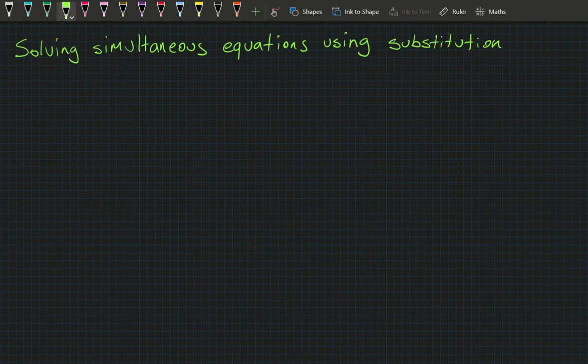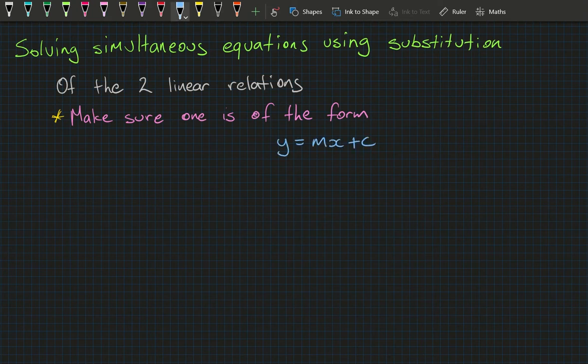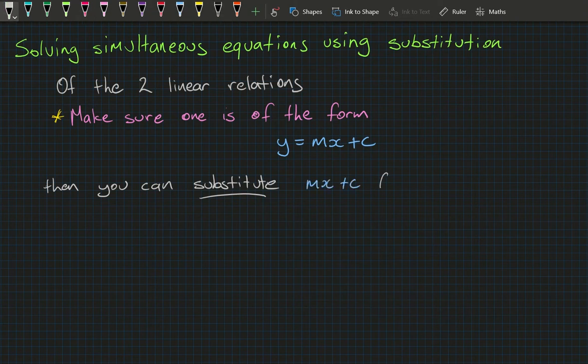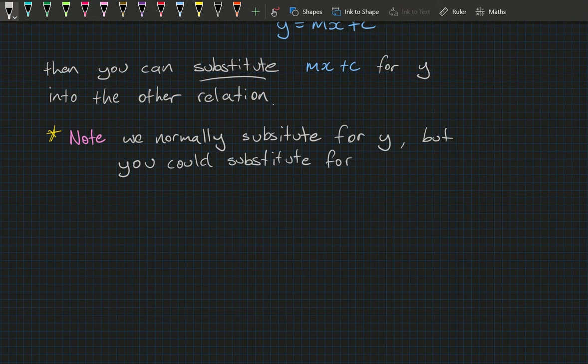If you're asked to simultaneously solve two linear relations by substitution, then you make sure that one of them is of the form y equals mx plus c. Then you can substitute mx plus c for y into the other relation. Also, just note that we normally substitute for y, but you could easily do this for x if you want to. It's not that crazy.